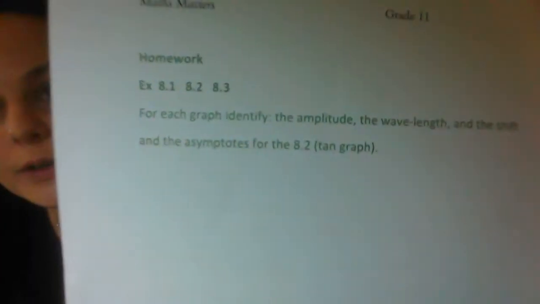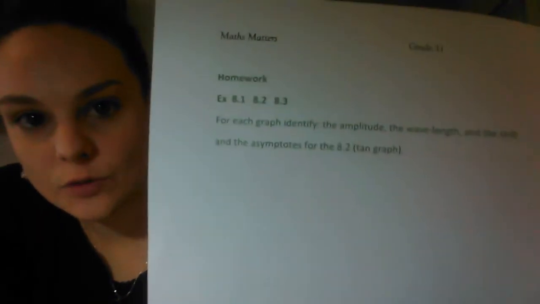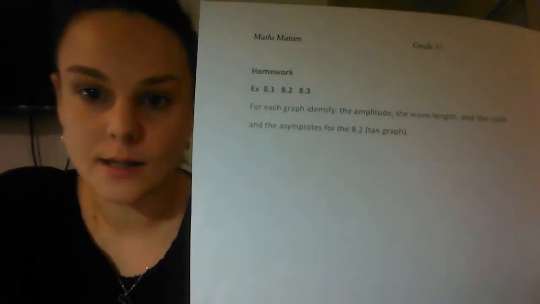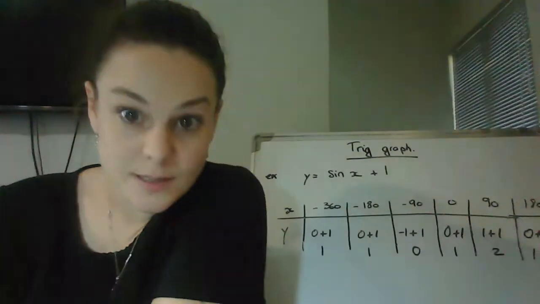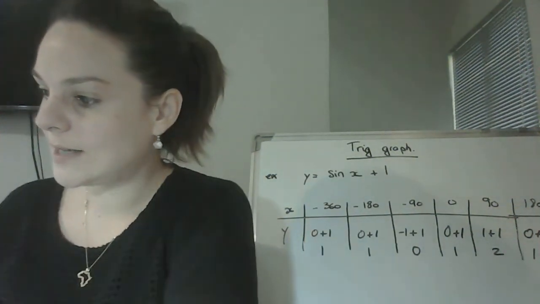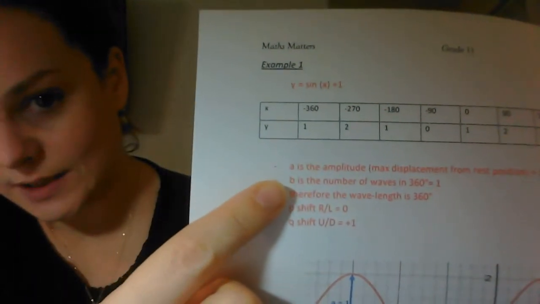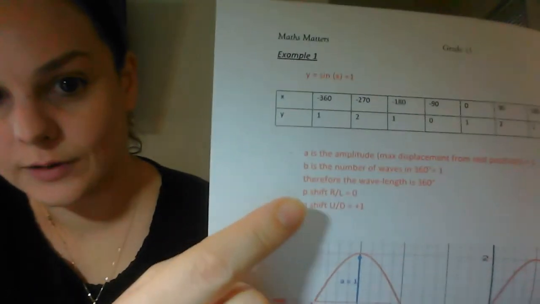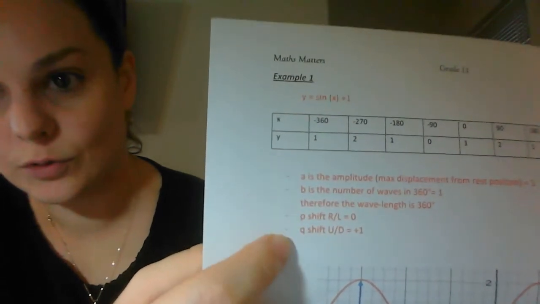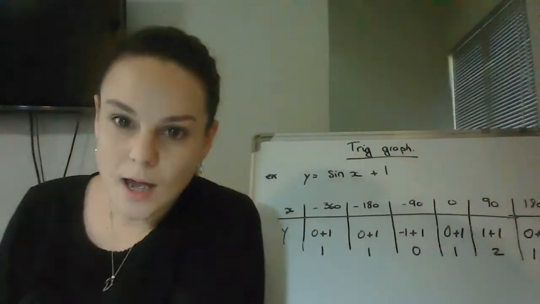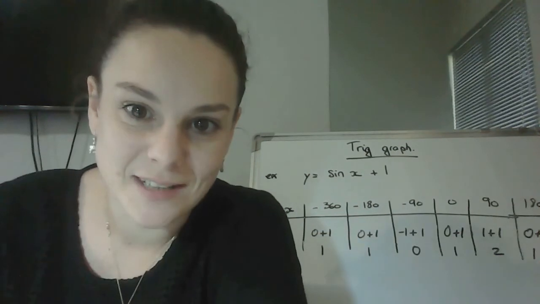Alright, now homework. You take your book and you practice with 8.1, 8.2 and 8.3. I want to see the 3 graphs, and you tell me exactly what I did in that example 1: what is the amplitude, what is the wave, and the P and Q parameter. So you describe your graphs when you sketch them.